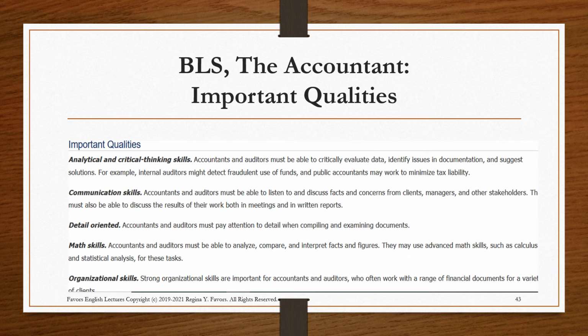So it does become very important. Detail oriented, so you must pay attention to detail when compiling and examining documents. So if you are just not the type of person who likes to pay attention to detail, you are going to have a problem. You could have a love for the numbers but not be a detail oriented person. So that's something that you would have to work on and build an aptitude for. Math skills, you must be able to analyze, compare, interpret facts and figures. You will need advanced math skills such as calculus, statistical analysis for these tasks.